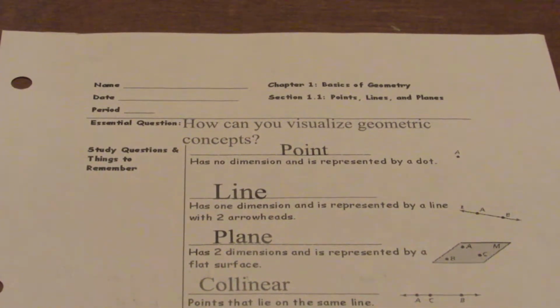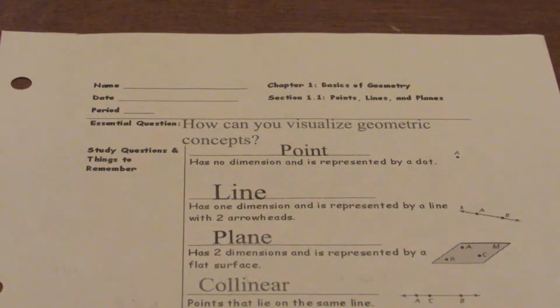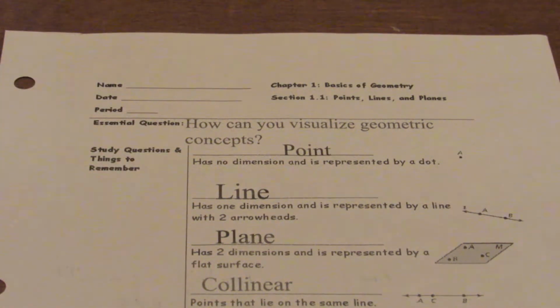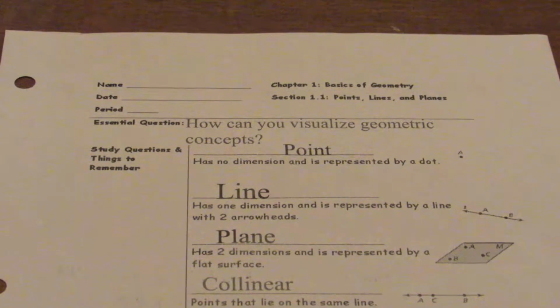Starting off in geometry, we look at the basics of geometry. We define some things and name some things. So section 1.1, we're looking at points, lines, and planes. Our essential question is, how can you visualize geometric concepts?